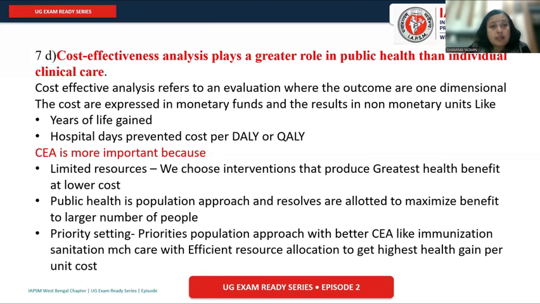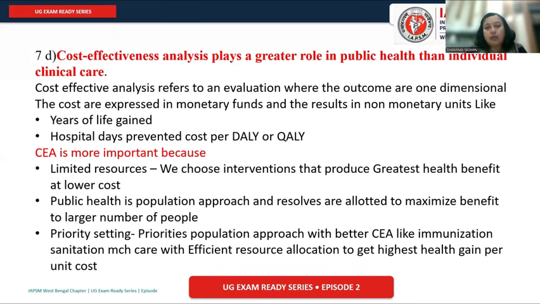Cost-effective analysis is very important because our country, like most countries, has limited resources. So we choose interventions that will produce a greater health benefit. Public health is a population approach, and resources are allotted to maximize the benefit to the larger population. So we will only go for a program where spending a little will have a major effect on the population, which can be measured. Measurable outputs will help us to monitor our program. We can prioritize, and we will know where to spend the money more. A priority population approach will be better with cost-effective analysis.